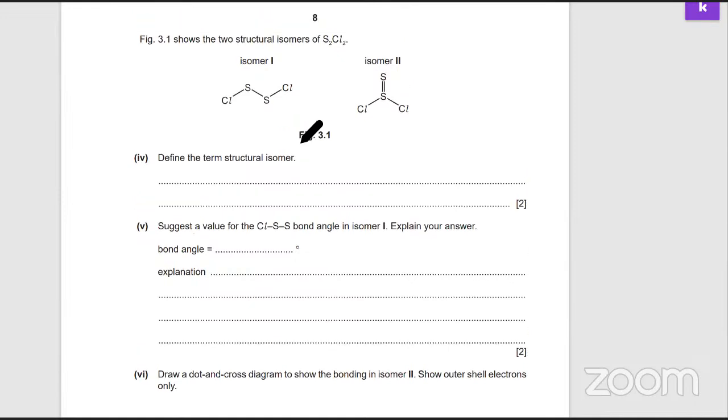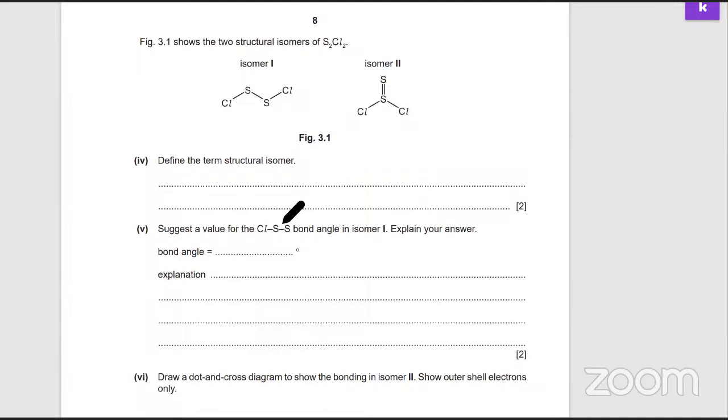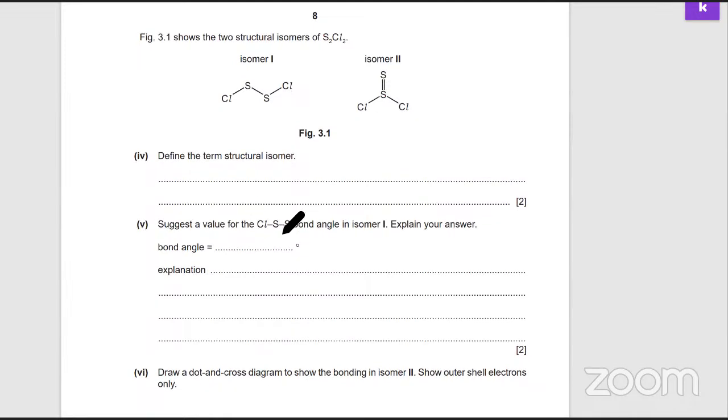So what's a structural isomer? It's molecules having the same molecular formula but different structural formulas. Suggest a value for the ClSCl bond angle in isomer 1. Explain your answer.